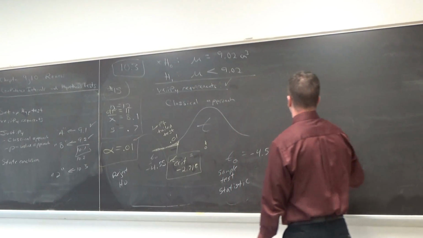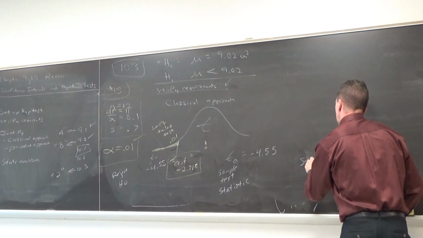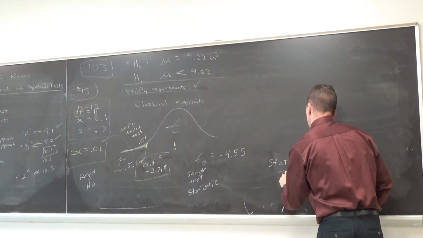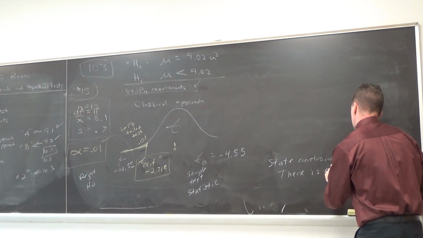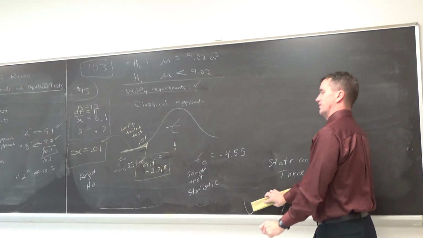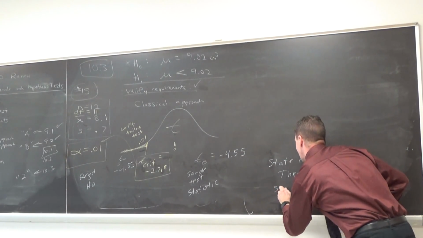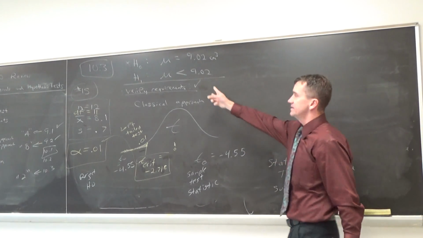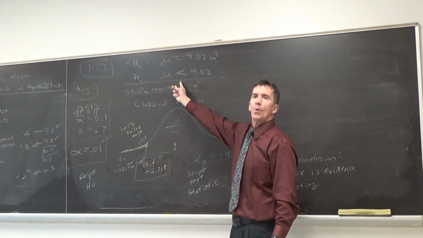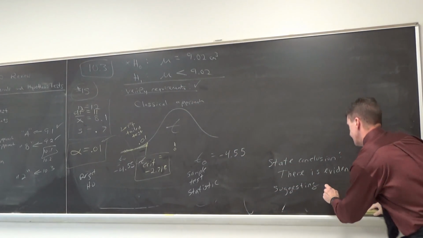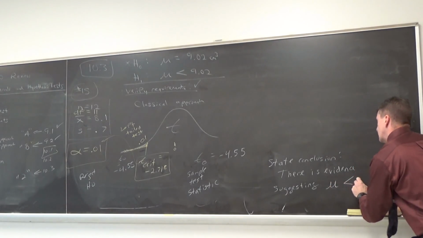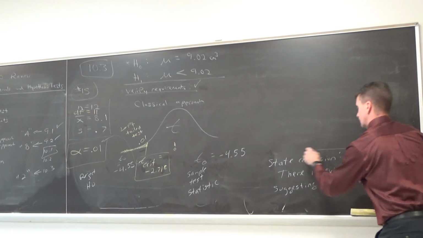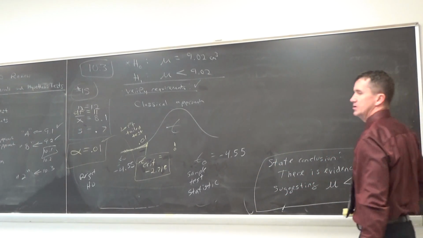All right, I'm already going to state my conclusion, because I know it. There is sufficient evidence. There is evidence suggesting that mu is less than 9.02 cubic centimeters. I always state this alternative. Is that cool? But then we're going to do the p-value first.